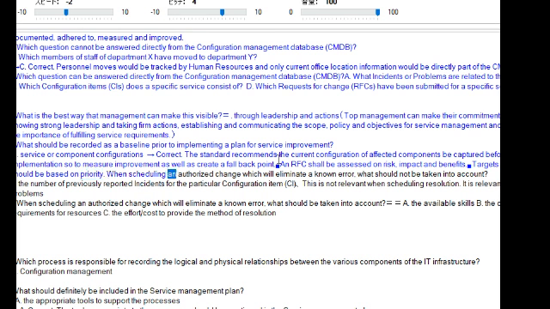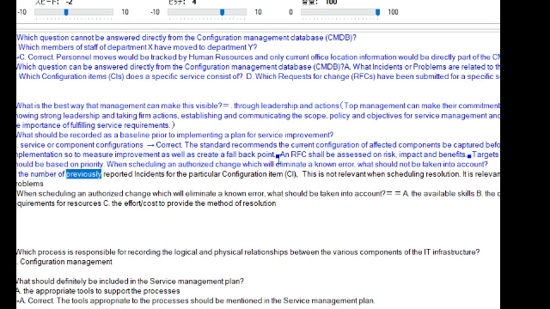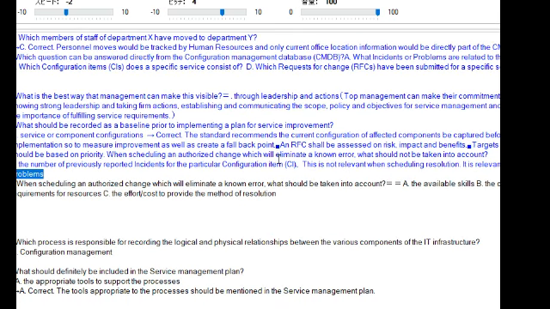When scheduling an authorized change which will eliminate a known error, what should not be taken into account? The number of previously reported incidents for the particular configuration item, CI. This is not relevant when scheduling resolution. It is relevant when identifying problems.